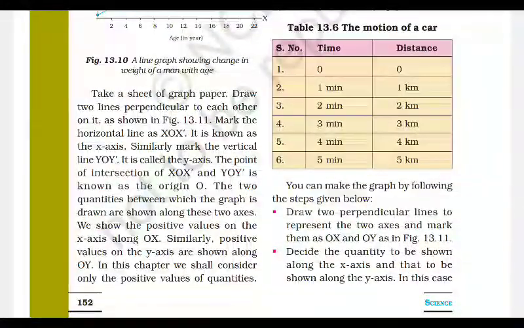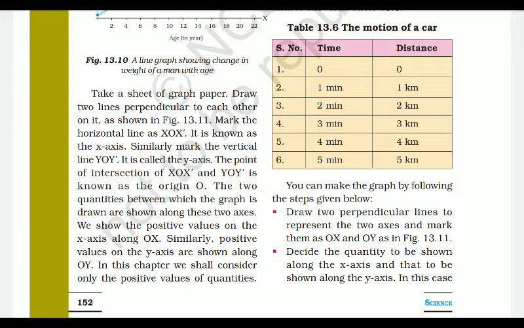Take a sheet of graph paper and draw two lines perpendicular to each other, as in figure 13.11. Mark the horizontal line X'X. It is known as the x-axis. Similarly mark the vertical line Y'Y. It is called the y-axis. The point of intersection of X'X and Y'Y is known as the origin. The two quantities between which the graph is drawn are shown along the two axes.